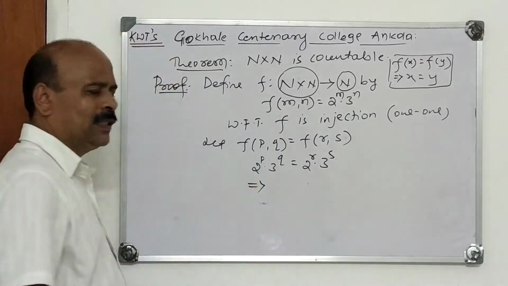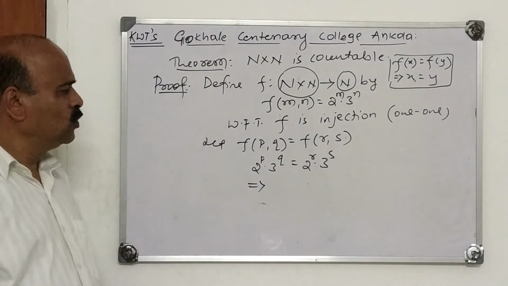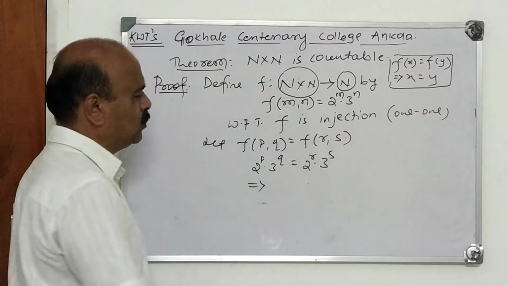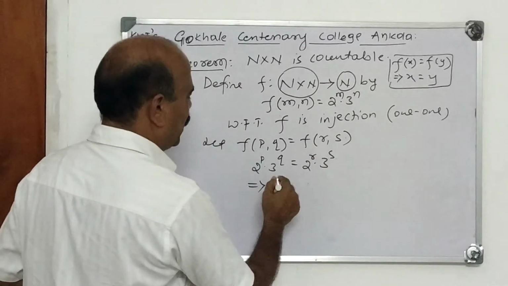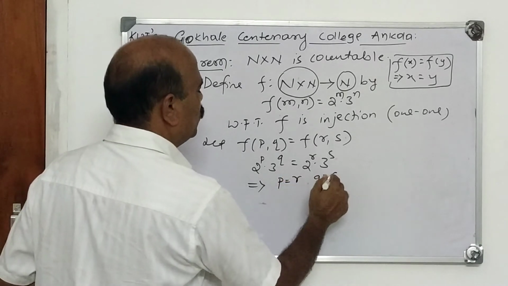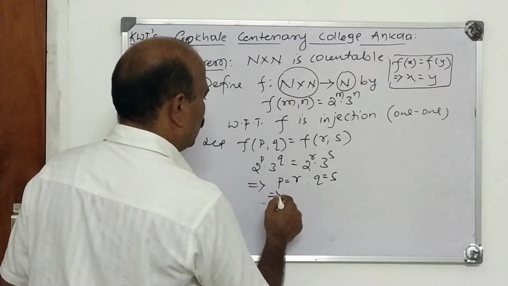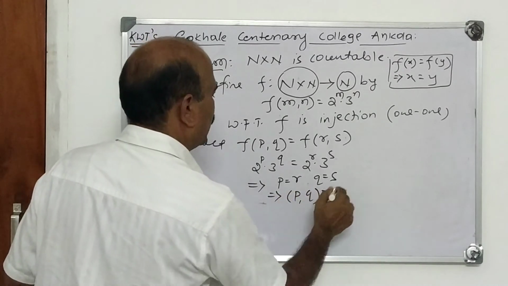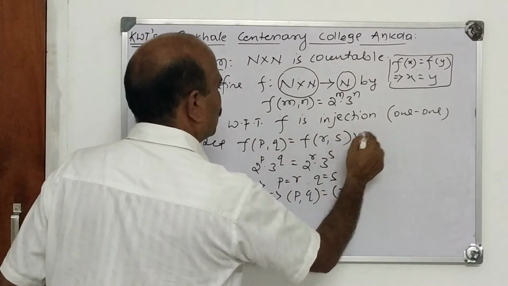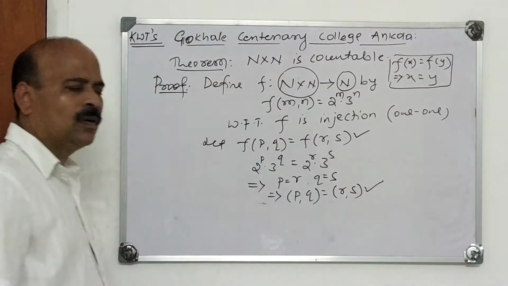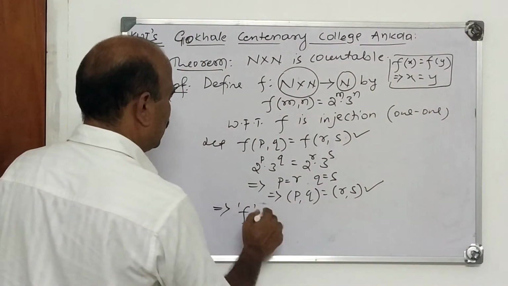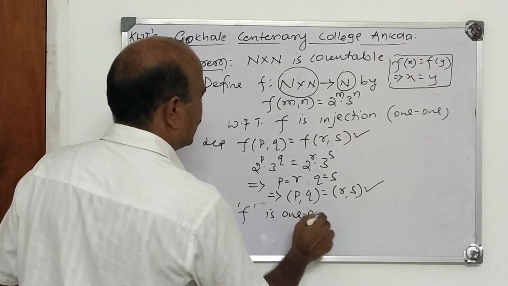Now, what does the unique factorization theorem state? Here, 2 raised to p, 3 raised to q is equal to 2 raised to r, 3 raised to s, which implies by unique factorization theorem p is equal to r, q is equal to s. Therefore, ordered pair (p, q) is equal to (r, s). So f of (p, q) is equal to f of (r, s) implies (p, q) is equal to (r, s). Now what does this imply? This implies f is 1-1, injection.